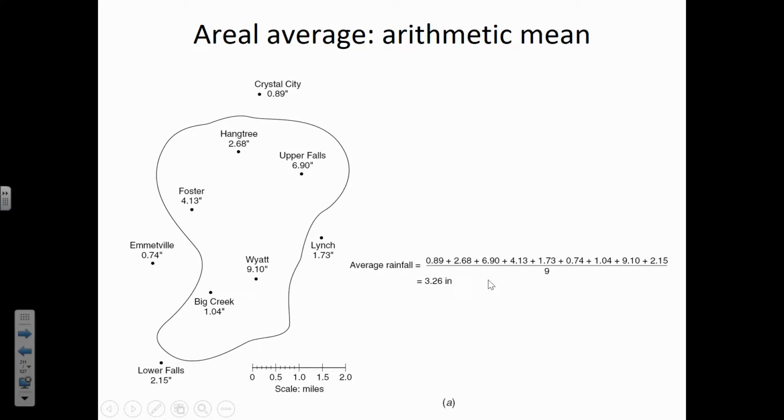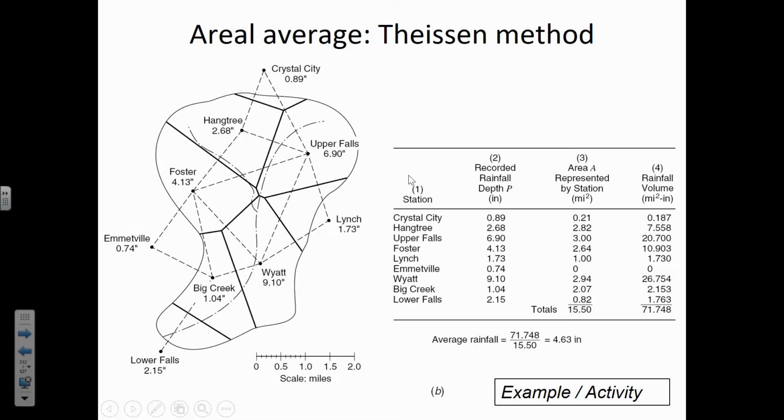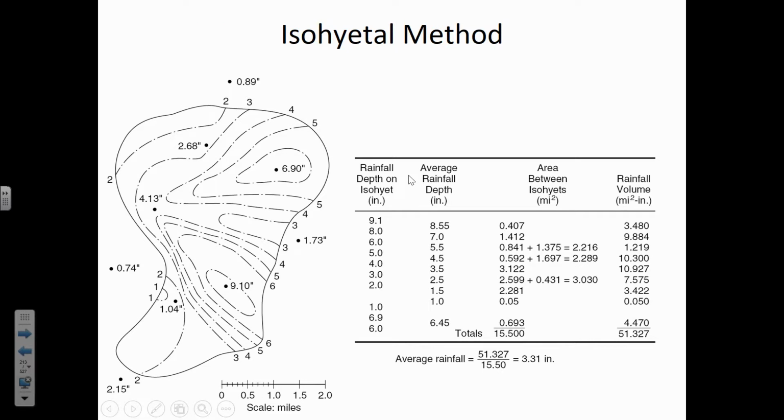which ironically was pretty close to what we got when we just used this simple average. So that doesn't mean it's always going to be most accurate when you do an arithmetic mean as compared to the Theissen method, but these are just different ways that have been used over the years to come up with an areal average when you have point estimates for precipitation depth.